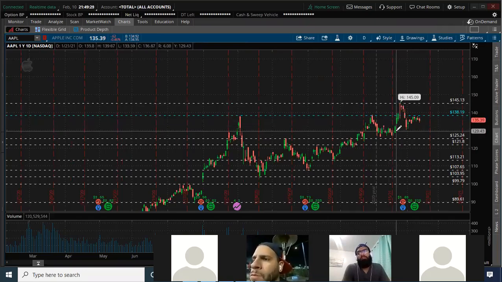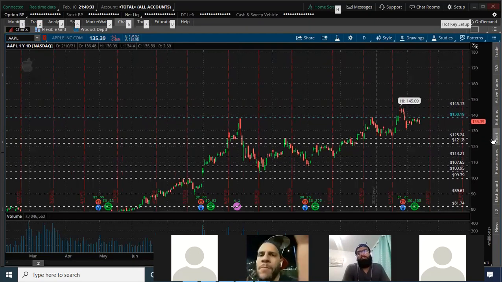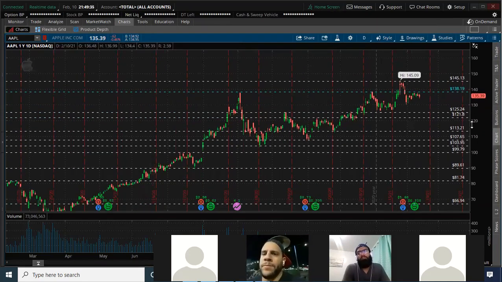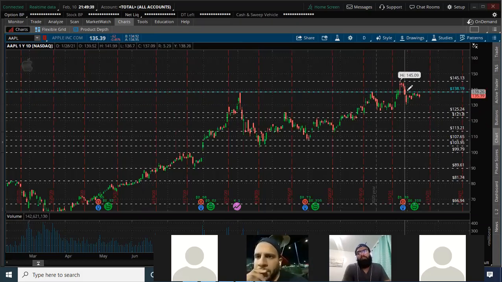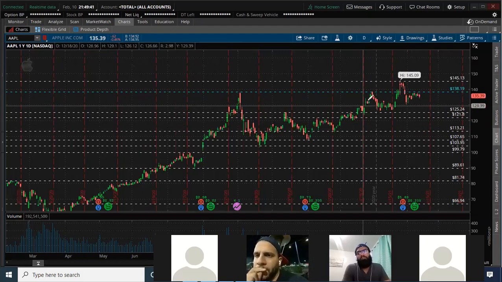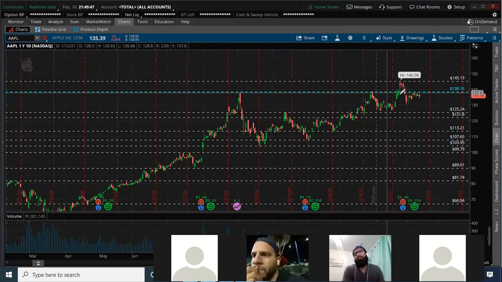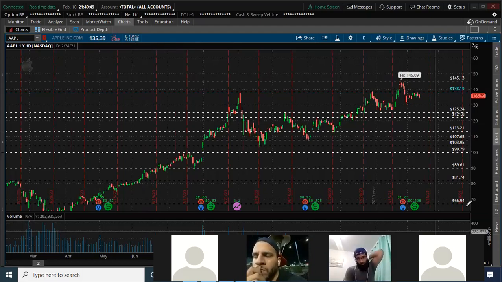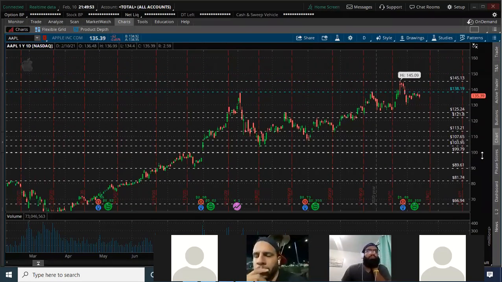So always utilize key levels in order to make your trades. Always take note of support and resistance because these key levels, the stock will either bounce off it or break through. But you have to watch price action. You have to watch what the stock is doing at those levels to make good trades. Okay, you guys follow me?